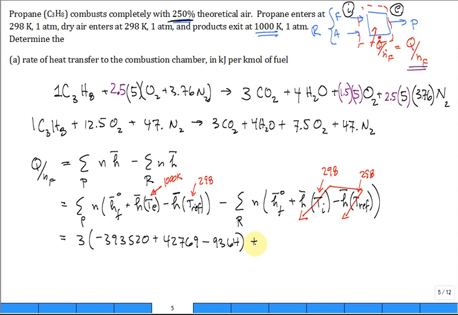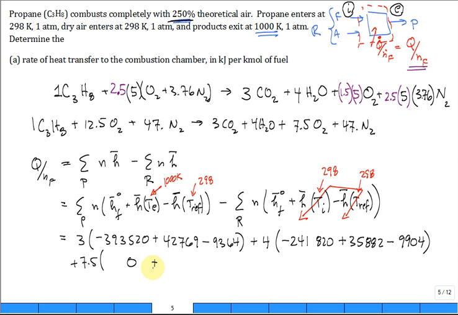We add to it the number of moles of water vapor, 4. The enthalpy of formation for water vapor, negative 241,820, plus the enthalpy at 1,000, 35,882. Then subtract the enthalpy at 298, 9904. We finish for the water. We go to the oxygen in the products. It's going to be the coefficient, 7.5, so it's a plus, times the enthalpy of formation for the oxygen, 0.